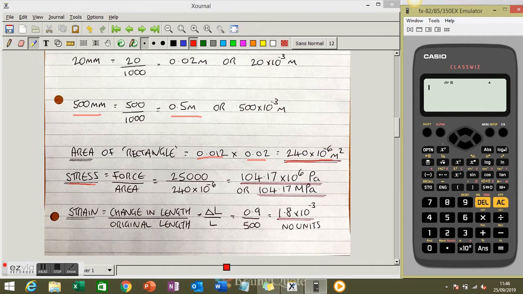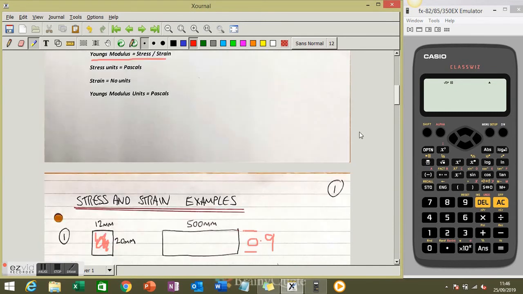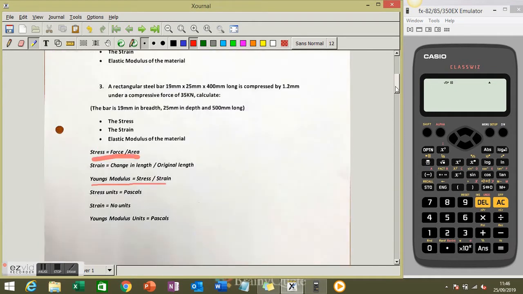Next thing we know is strain. We know strain is change in length over original length. The change in length is 0.9 of a millimeter.